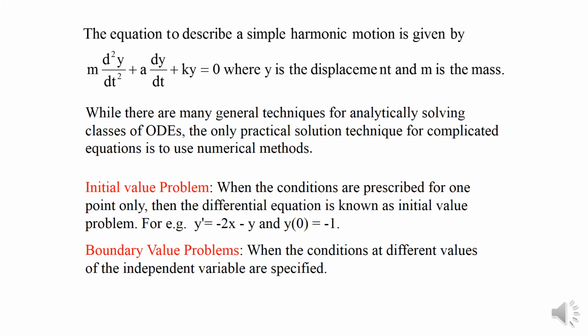And a boundary value problem is when the conditions at different values of the independent variable are specified. It means we have at least 2 points where the value of y is given. An example is here: y double dash is equal to 6x plus 4, and y at 0 is equal to 2, y at x is equal to 1 is 5. So this is a boundary value problem.